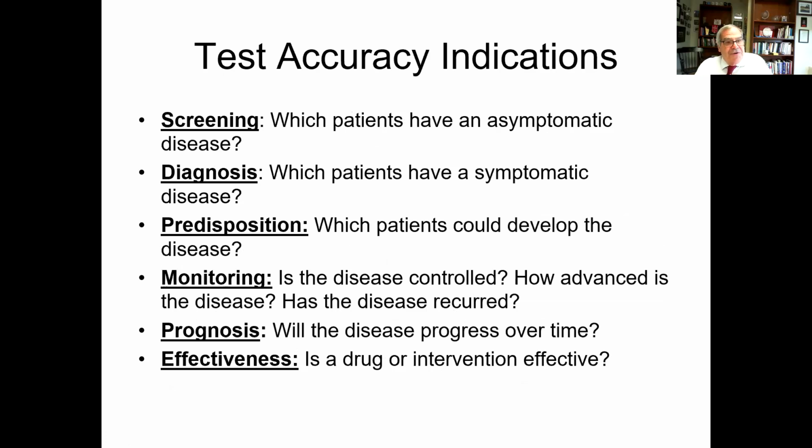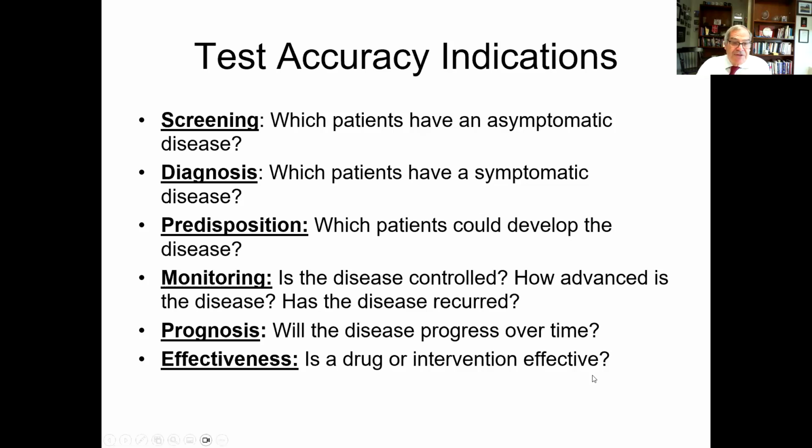Very importantly, when you're doing a test, you ask yourself the question, why am I doing this test? Why am I implementing the test? Am I doing it for screening, which asks which patients have an asymptomatic disease? That's why you're doing the test, to see if they have a disease. Diagnosis, which patients have a symptomatic disease, the person with the symptoms of the disease. The predisposition, which patients could develop the disease. They're looking for some type of indicator of developing the disease.